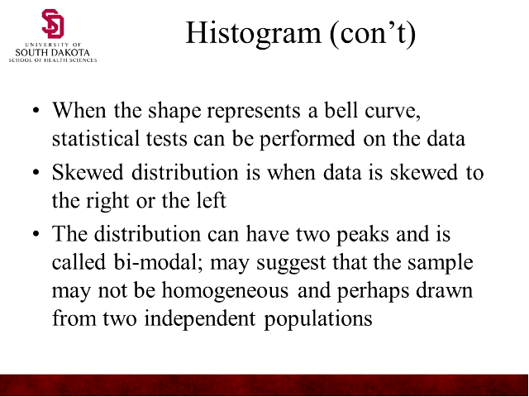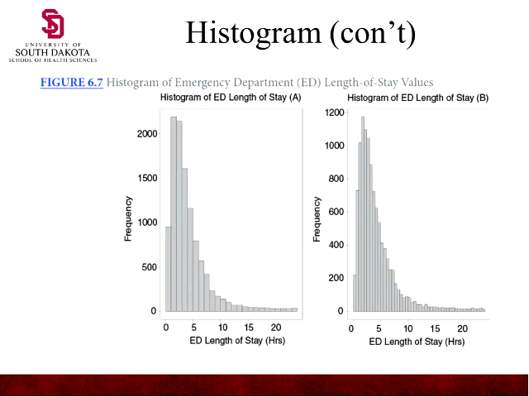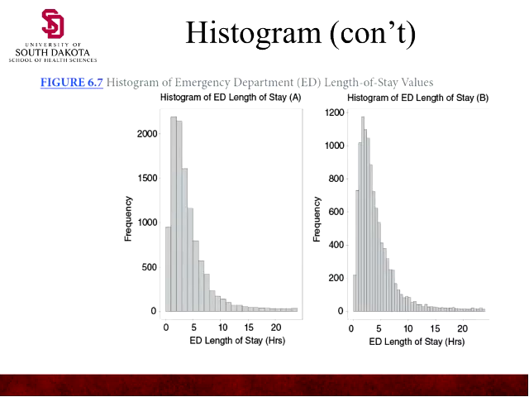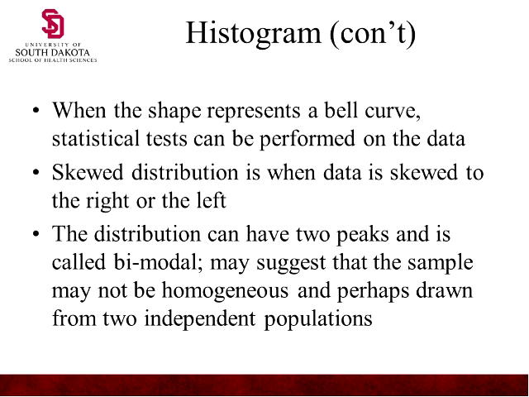Now, a histogram can show a bell curve. That is, it kind of flows up and down like this. A statistical test can be performed on that data a little differently if the data is skewed to the right or left, and this is skewed data, this is not a bell curve. Well, it's not a very good bell curve. A bell curve would be kind of like this in the middle. So this is kind of skewed, more negatively skewed. A histogram is used when the data is numerical to observe the shape of the distribution of the data and determine the extent by which the data outliers exist. So a histogram will give you that information, and we've seen that.